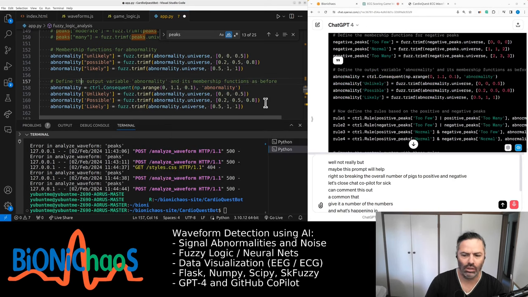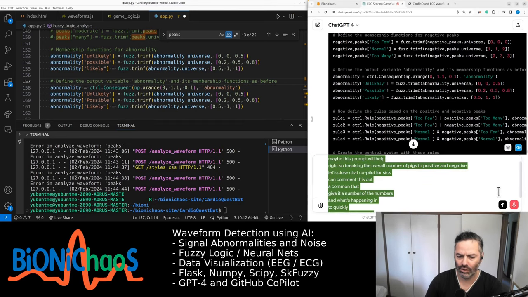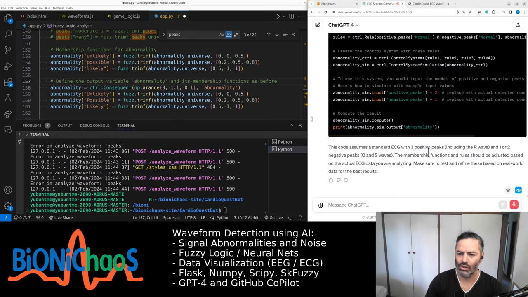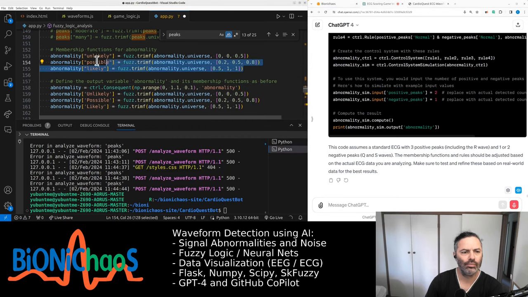This code assumes a standard ECG with 3 positive peaks, including the R wave, and 1 or 2 negative peaks, Q and S waves. The membership functions and rules should be adjusted based on the actual ECG data you're analyzing. Make sure to test and refine these based on real-world data for the best results.